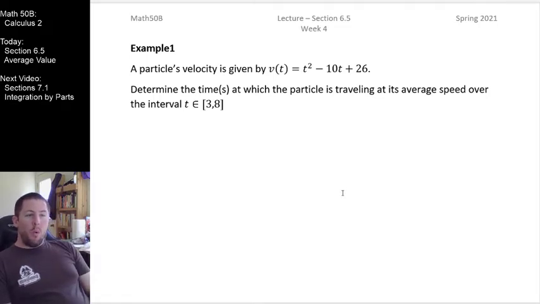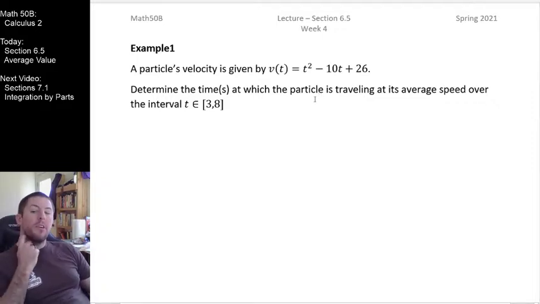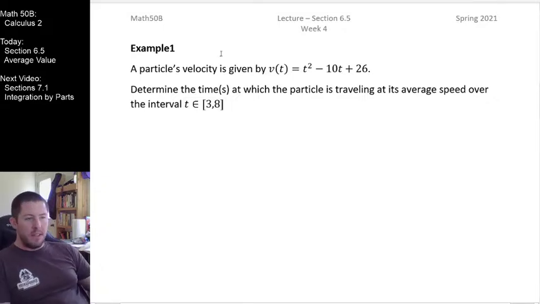We want to determine at what time is the particle traveling at its average speed over the interval 3 to 8. What we can tell here is that the velocity of the particle is always changing according to a quadratic. What we're interested in knowing is at what times it was traveling at exactly its average speed. So it seems to me like what we want to do here is first compute what the average speed is over the given interval, then determine the times at which that's exactly what our velocity was.